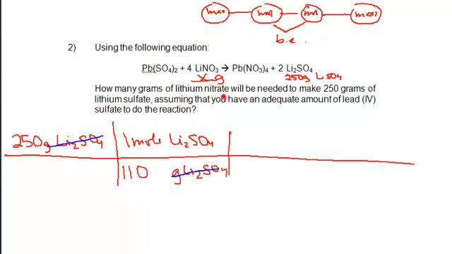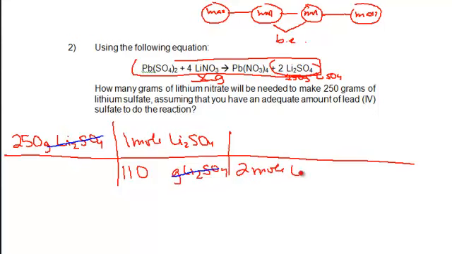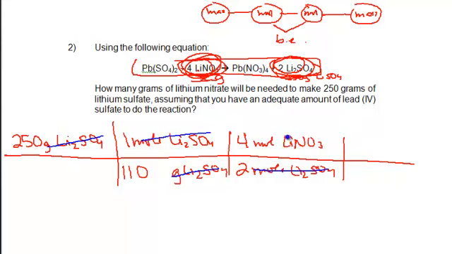I am now to moles. Now I need to look at this equation here. It's my mole to mole. I know that I have 2 moles of lithium sulfate. So 2 moles of lithium sulfate is in ratio with 4 moles of lithium nitrate. So 4 moles of lithium nitrate. This is what I'm looking for. This is what I've been given. My unknown, my given. So I cancel out my moles of lithium sulfate. And now I'm working into lithium nitrate.